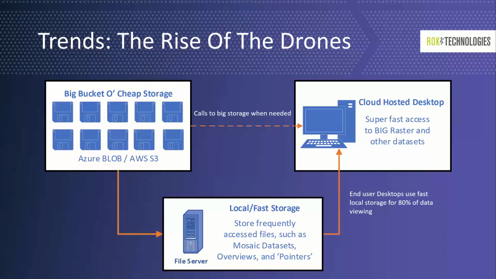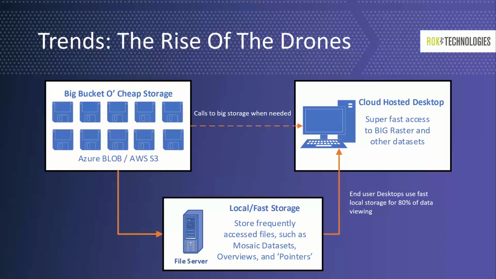So when you have your uncompressed imagery or data sitting in these big cloud buckets, then locally, you're going to want to build your mosaic datasets and overviews. That mosaic dataset will point to the big storage bucket. For the vast majority of the time, when you're looking at your maps, you're going to be looking at the overviews, right?